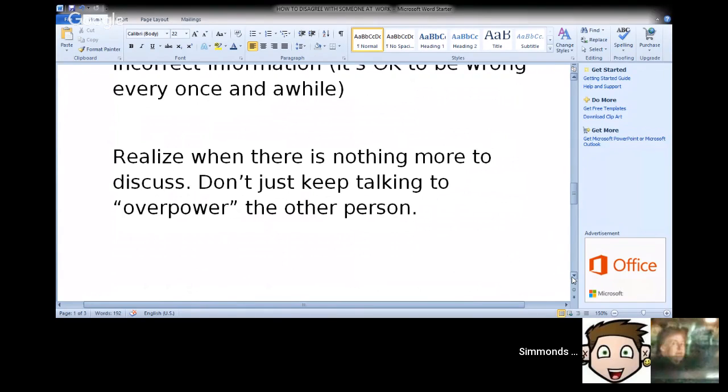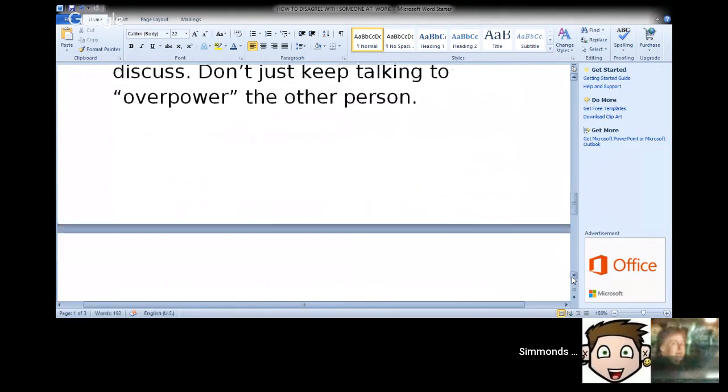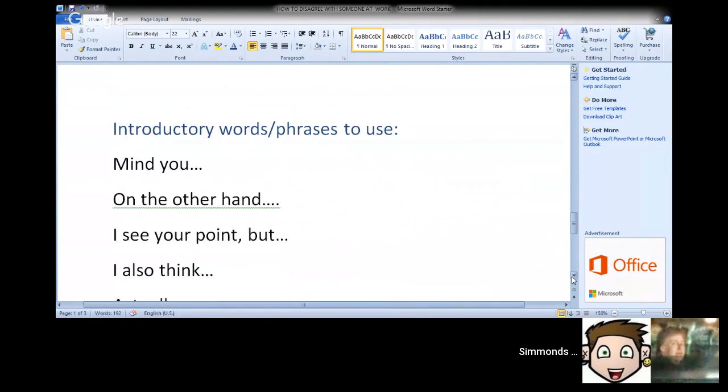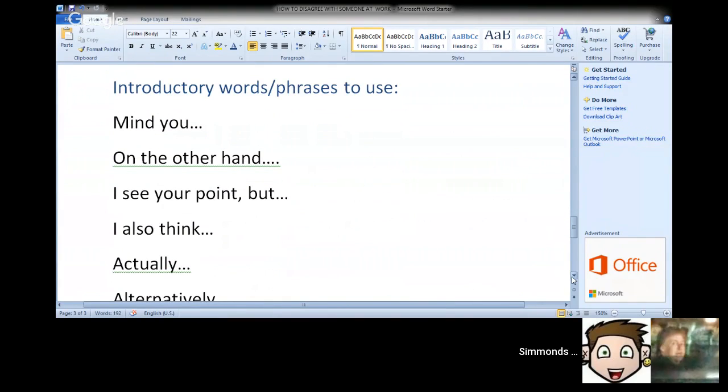And like I said, it's not just at work. This is in your daily life as well. You disagree with your sibling or your boyfriend, girlfriend, whatever. I think you can always do it calmly. So what I want to look at now are some introductory words or phrases that you can use. All right, so now we're getting into the grammar part here, okay?